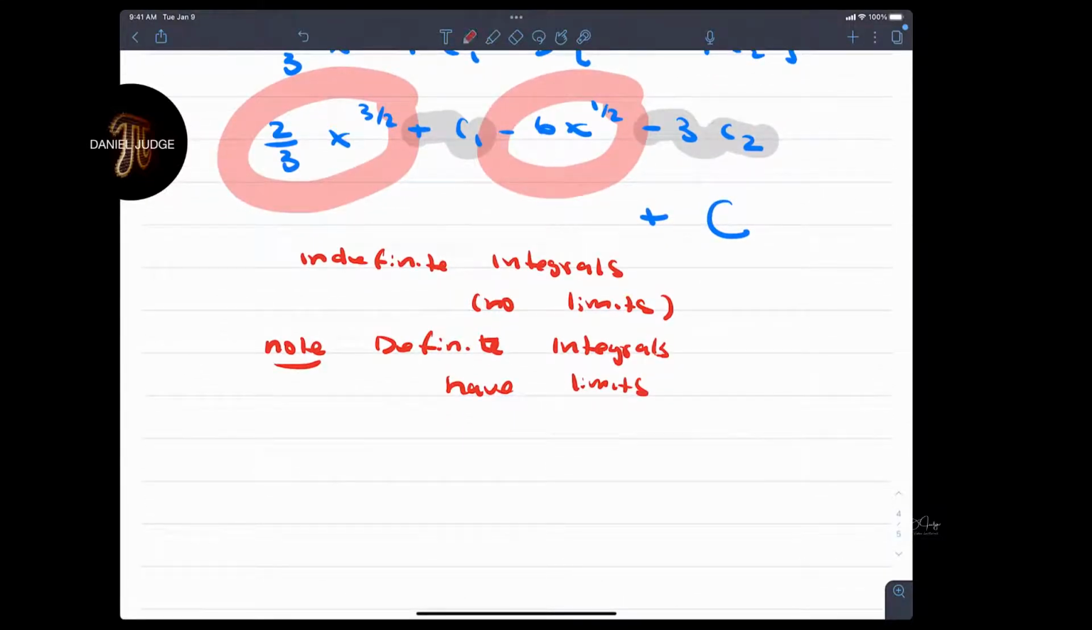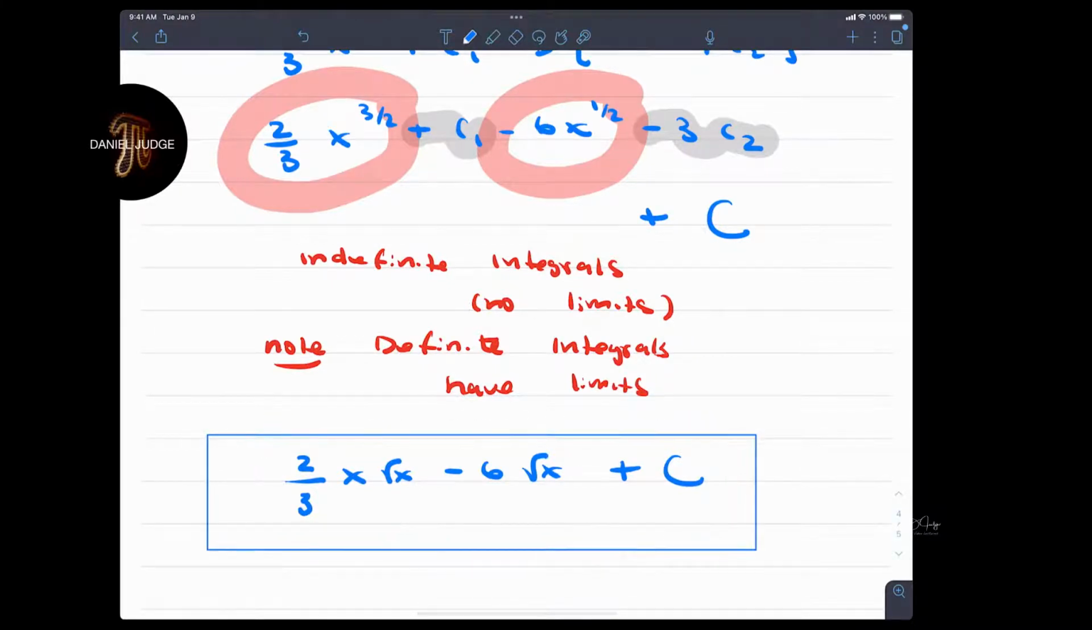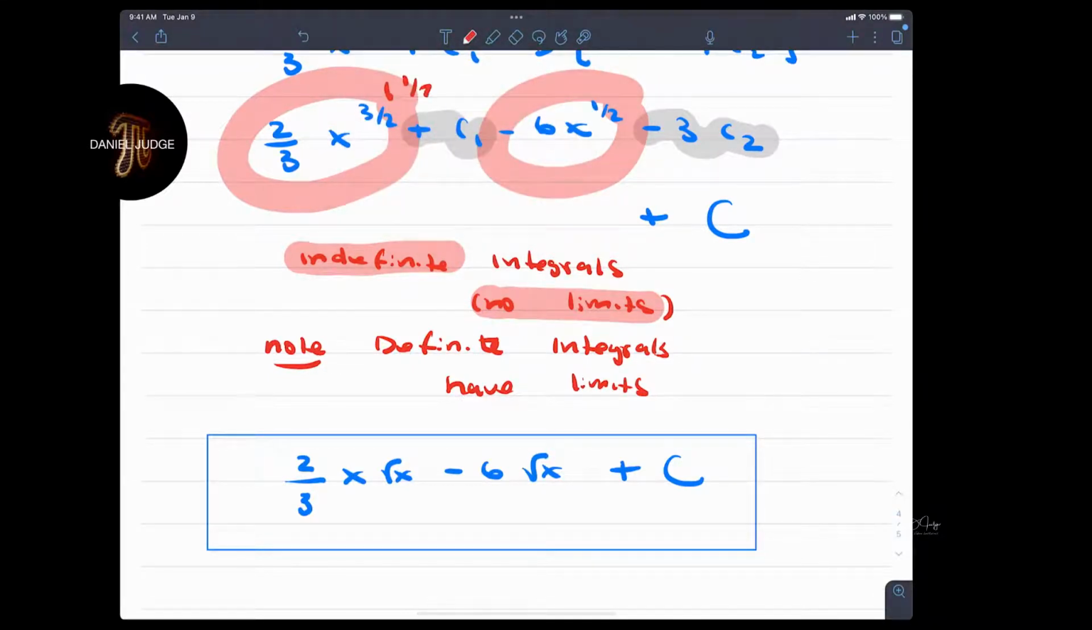So you may look in the back of the book and you might say, they gave me an answer, 2/3 x square root of x minus 6 square root of x plus a constant C. This is what they're looking for. This is a family of solutions. This is general. This is indefinite integrals, because there are no limits here. And they did simplify writing x to the 3/2 as, remember, this is 1 and 1/2. So they simplified that exponent and wrote this as x square root of x there.